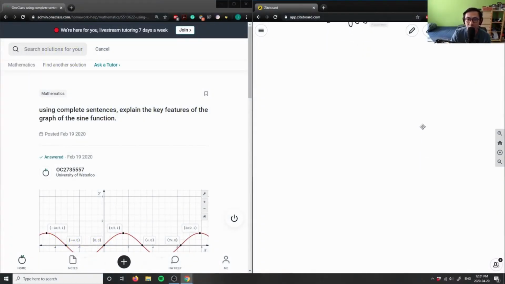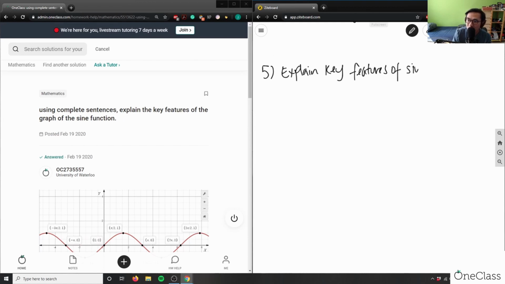Complete sentences, explain the key features of the graph of the sine function. Okay, so this is a grade 11 problem where it's approaching sinusoidal functions for the first time. It says explain key features of sine function.